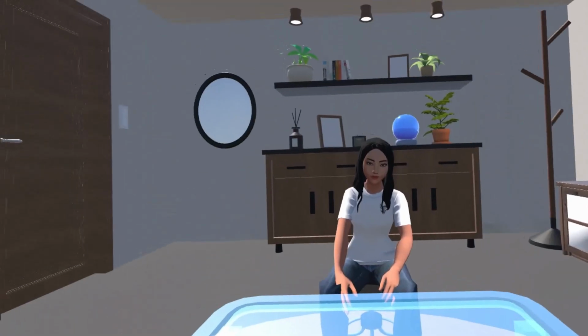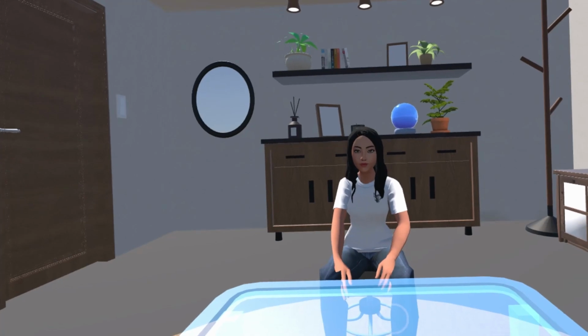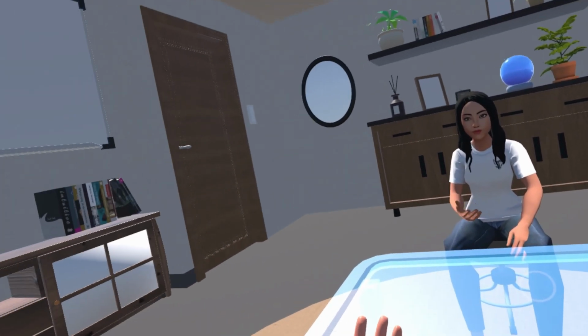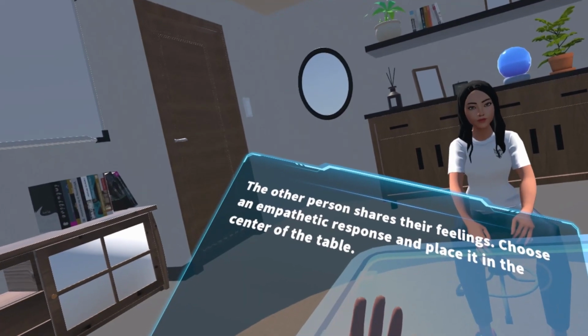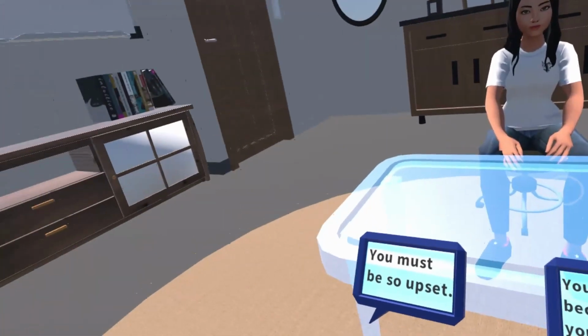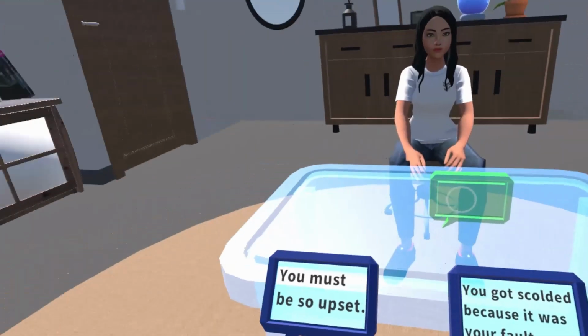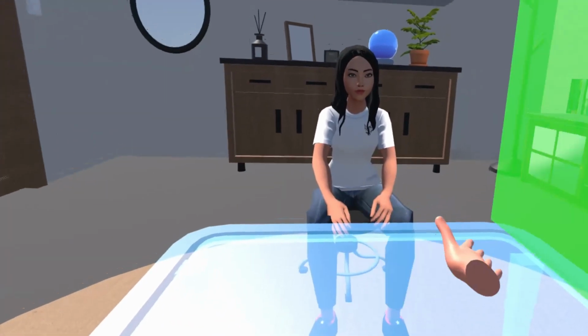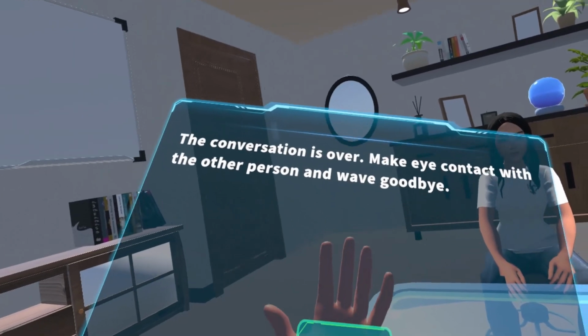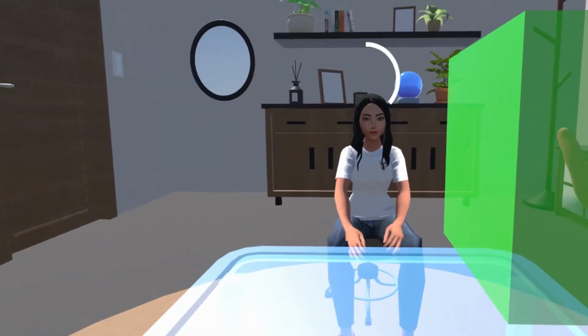I got grounded by my parents. The other person shares their feelings. Choose an empathetic response and place it in the center of the table. You must be so upset. The conversation is over. Make eye contact with the other person and wave goodbye.